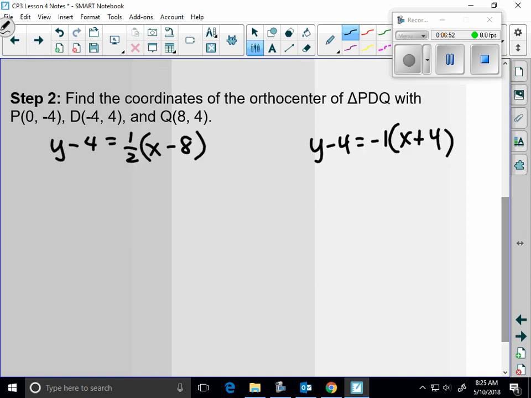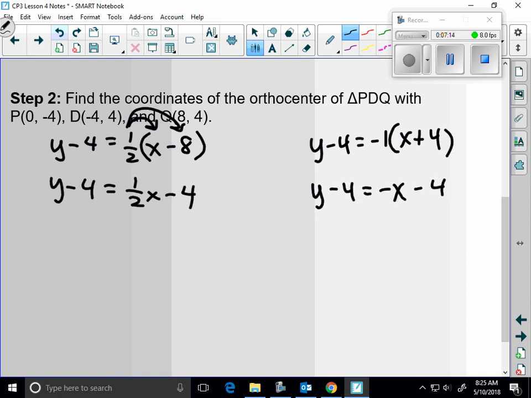Let's put this into y equals mx plus b form. If I distributed 1/2 to both of these terms, what would I get? 1/2 x, oops, not negative. I'd get 1/2 x minus what? 4. Yeah, perfect. And over here, if I distribute -1, I get -x minus 4. Everybody okay with that? All right.